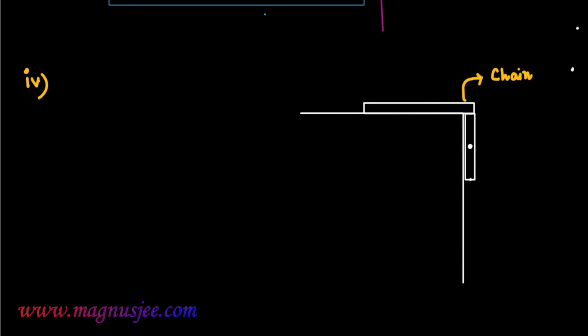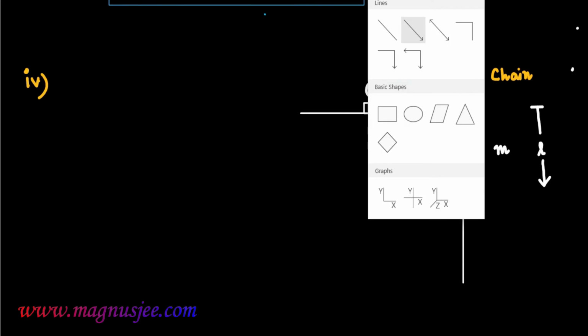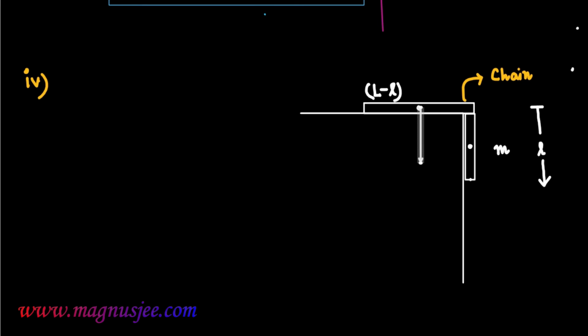Number 4 formula, a chain is placed at the edge of a table. Small m is the mass of the hanging portion of the chain. Small l is the length of the hanging portion of the chain. Capital L minus small l is the length of the portion which is at rest on the table, and M minus m into g is the weight of the remaining portion which is on the table, which acts vertically downwards, and R is the normal reaction acting on the remaining portion of the chain which is on the table.